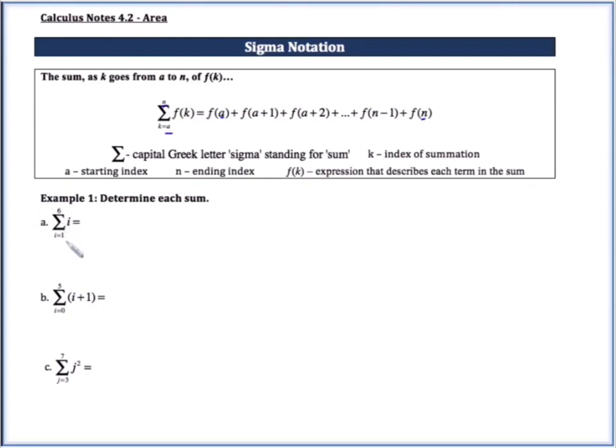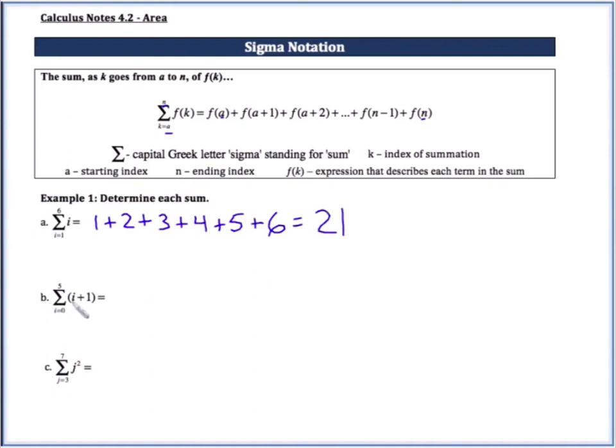So here we want the sum as i goes from 1 to 6 of the function i. So all we need to do is start with our index and substitute 1 in for i, and then we're going to substitute 2 in for i, and then 3 in for i. And this is just going to keep going up by 1 until we get up to i equals 6, which would be right here. And so to find our sum, we want to add all these together. Well, it's 3, 6, 10, 15, and 21.